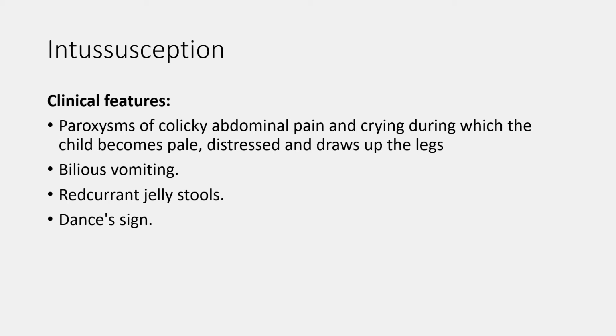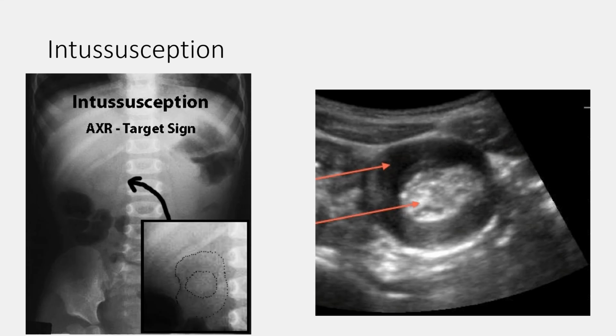For investigations, abdominal X-ray may be normal, or may show the typical target sign. The target sign is a single hypoechoic ring with a hyperechoic center, indicating that one portion of the bowel has been drawn within the lumen of an adjacent portion. If the patient is clinically stable and perforation is not suspected, ultrasonography should be the initial diagnostic test for intussusception. Ultrasound has a reported diagnostic accuracy of up to 100%.